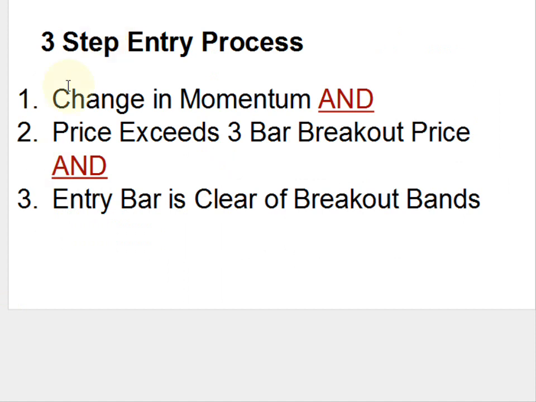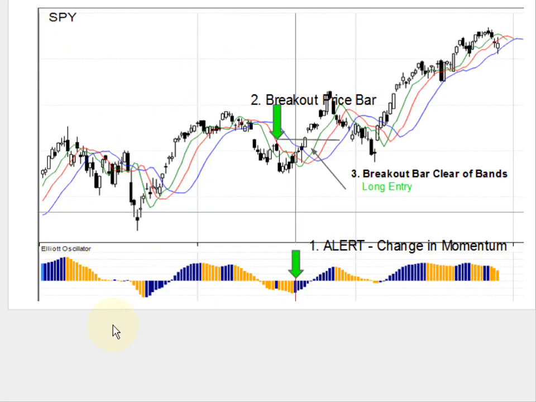So if we combine the three elements, then the three-step entry process is that we had an alert, we had a change in momentum, and as price progresses after the alert, price exceeds the 3-bar breakout price, whether high or low, and the entry bar is clear of the breakout bands. That's the three-step entry process that's unfiltered, and at this stage of the learning process, we're not discussing whether it's a good trade or a bad trade or a wise trade or an unwise trade, but we just have to understand the mechanics.